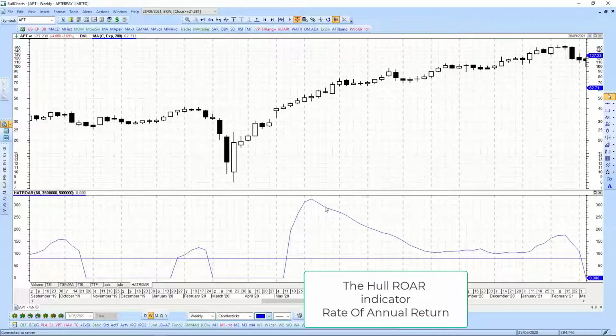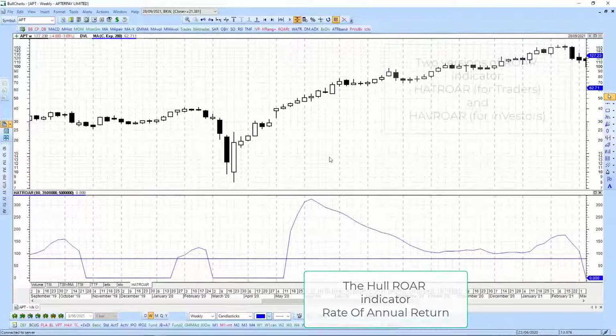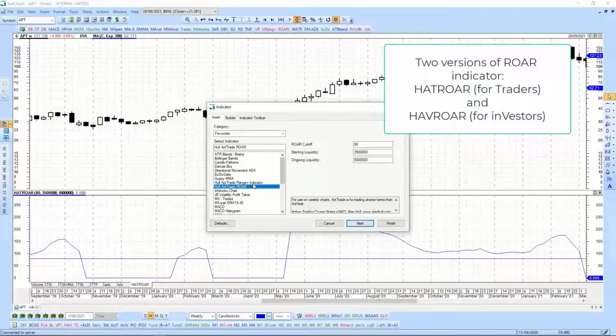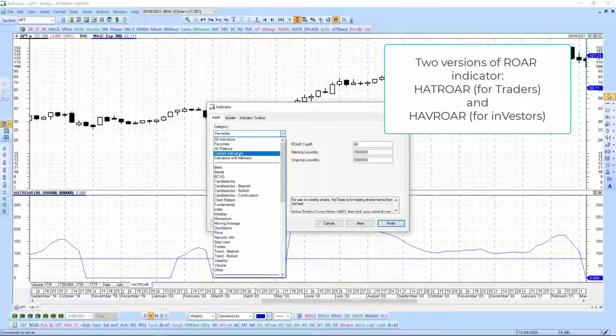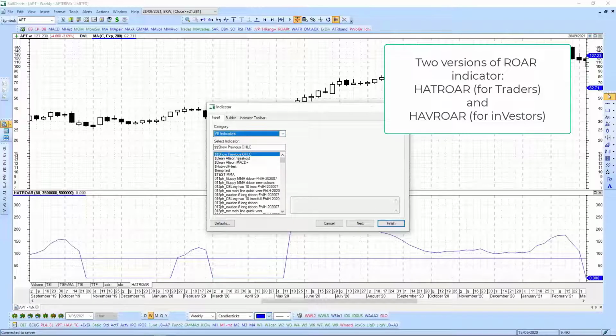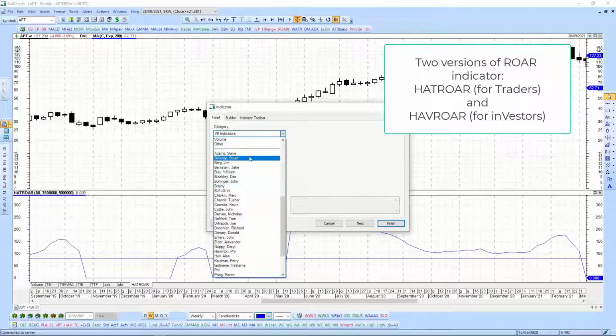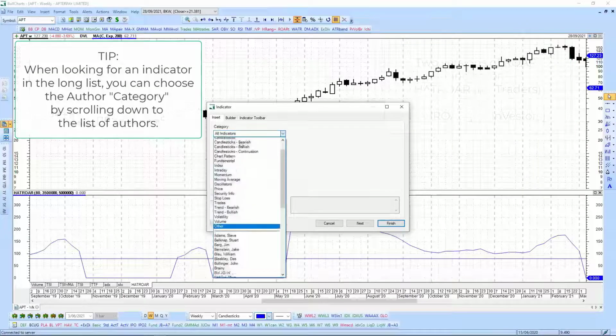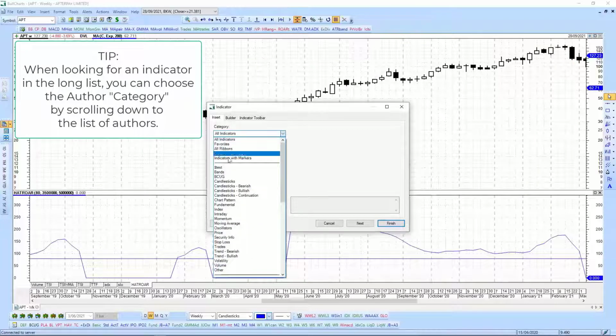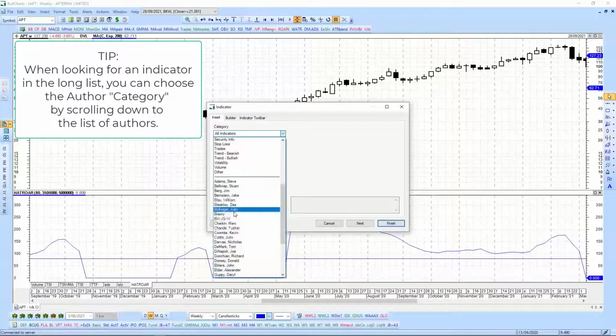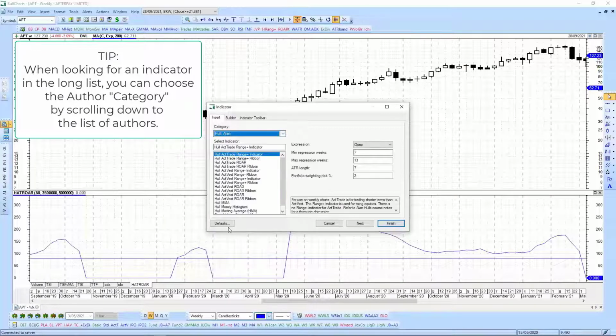Now, Alan Hull's got two RAW indicators. This one is HAT RAW. He's also got one called HAV. Alan Hull, not favorites. Let's go to all. No. Scroll down to Hull Allen. When you're looking for an indicator, there are lots of categories here to choose from. You can scroll down to specific types of indicators and keep scrolling down to authors' names. So if we go to Hull Allen, and this is not foolproof, but it can be useful.